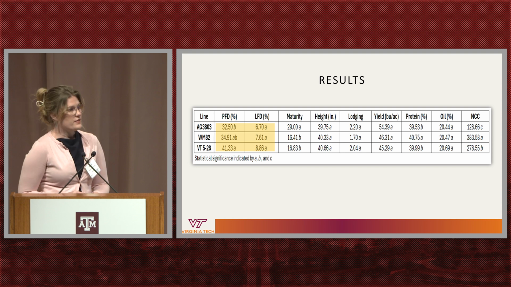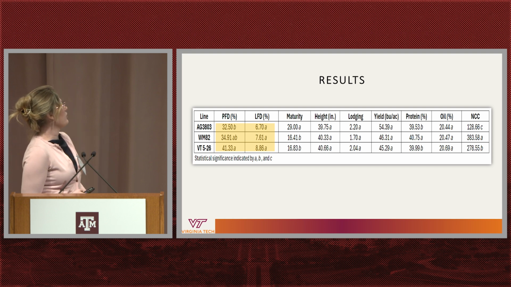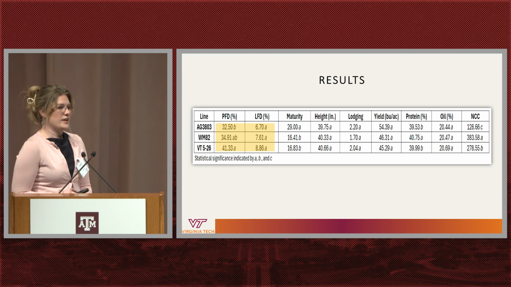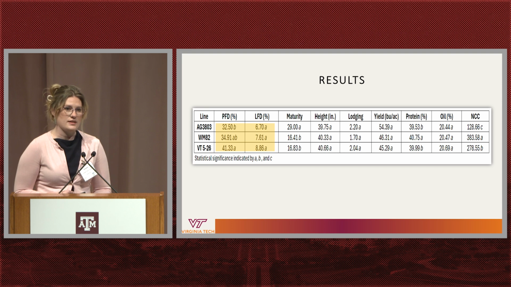When it came to the pest feeding damage, there was a slight increase in susceptibility in the VT 5-26 line, but again, it was determined to not be statistically significant for the study.